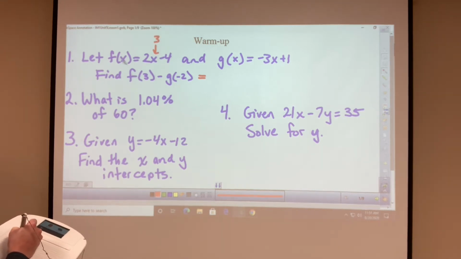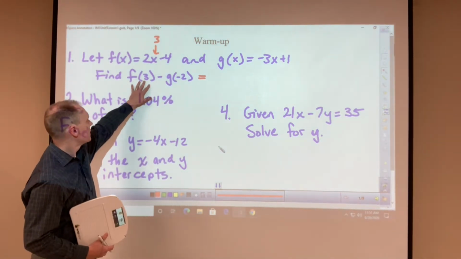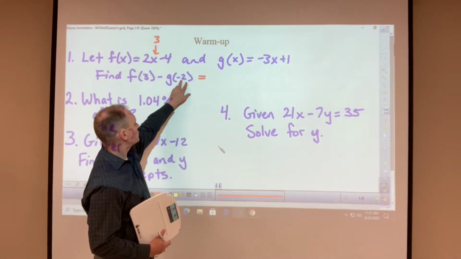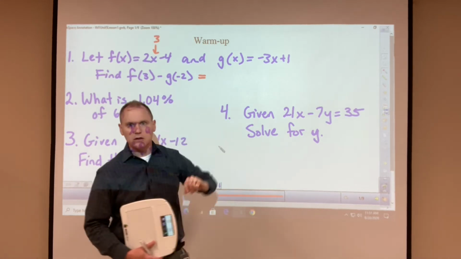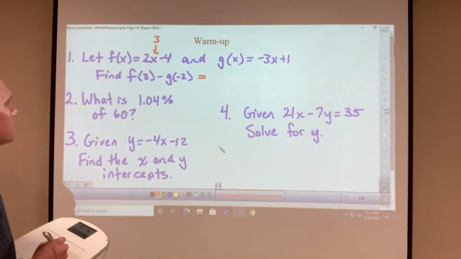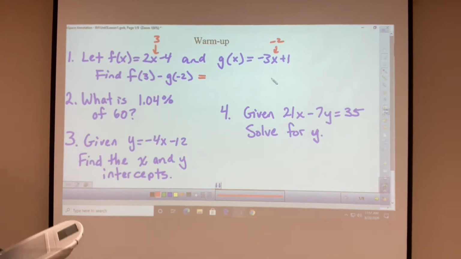So this is our function that we're calling f, and we're putting 3 into that function. That's what this notation right here means. Then we're going to put negative 2 into g, which is this function over here. So we've defined it as g, and so we're going to put negative 2 in there. And then, of course, we're going to subtract their results.